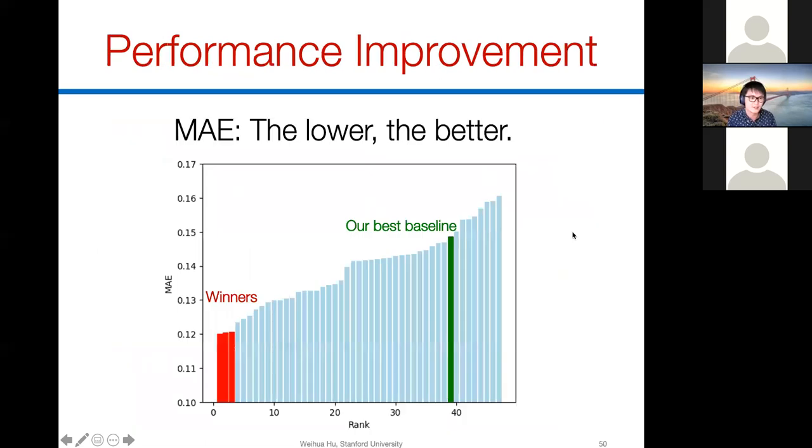Just for illustration, this is a performance improvement that was made during the KDD Cup. By the way, the KDD Cup is just 3 months, so it's pretty impressive that the error was decreased by this margin, probably 0.03. So that's pretty significant.